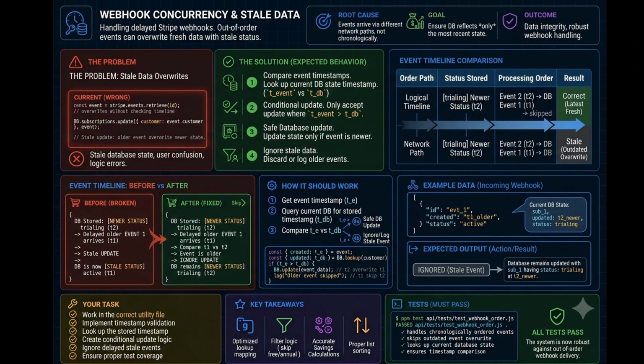We'll solve this by implementing a time guard. Instead of blindly processing every webhook, we'll compare the timestamp of the incoming Stripe event with the timestamp already stored in our database. If the incoming event is newer, we'll update the database. If it's older, we'll simply ignore it. This ensures our database always reflects the latest subscription status, even when webhooks arrive out of order.